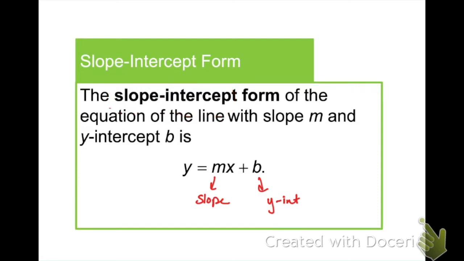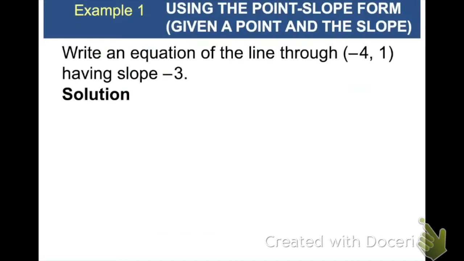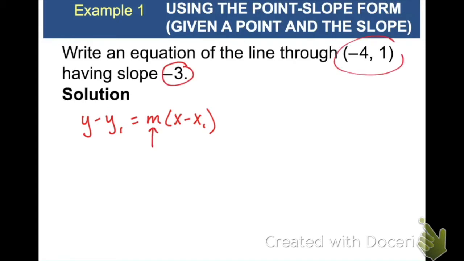Okay, let's practice using these forms. Okay, here's our first example. They want us to write an equation of a line that passes through the point -4, 1 and has a slope of -3. Since they give me a point and a slope, I'm going to use the point-slope form, but you don't have to. You can use y equals mx plus b if you want. So I'm going to write down point-slope form, and I'm going to put my slope in for m, and my point right here is going to go in for x1 and y1.